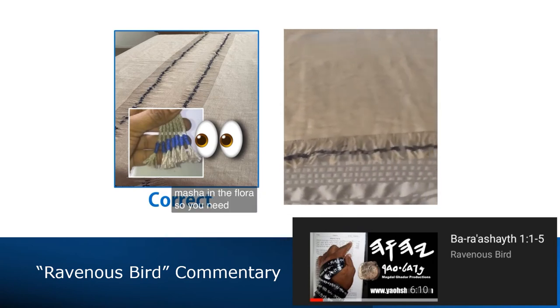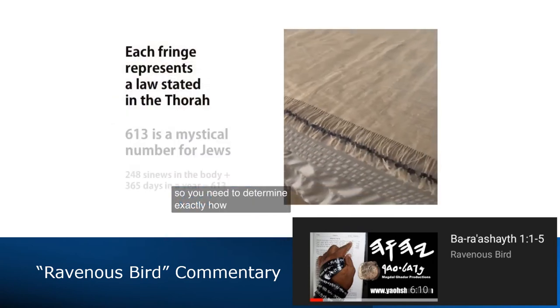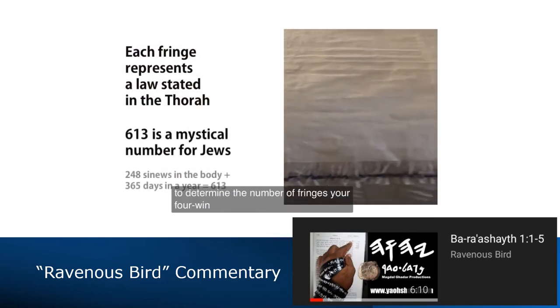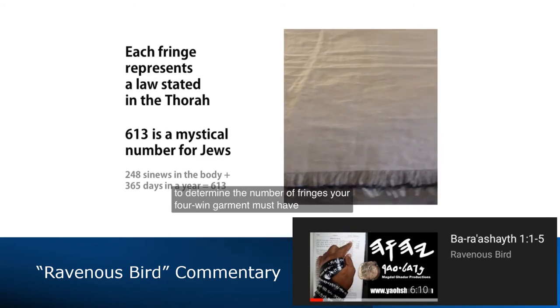"So you need to determine exactly how many laws there are in order to determine the number of fringes your four-winged garment must have." That's lying. He's lying. Nowhere does it say for you to count the laws in the scriptures before you can make yourself a garment. It doesn't say that. It does say that the zitzats do represent the commandments.